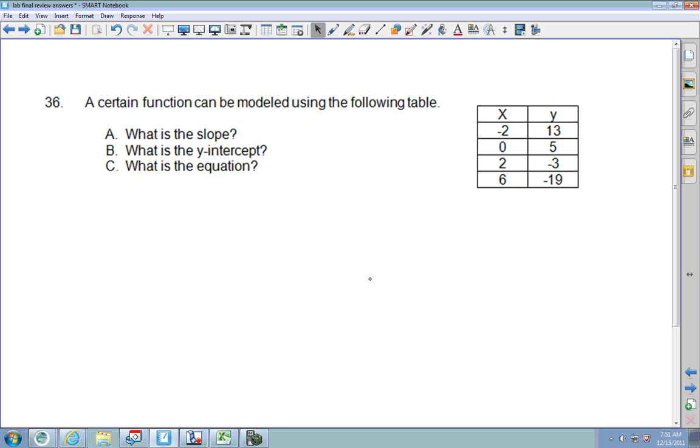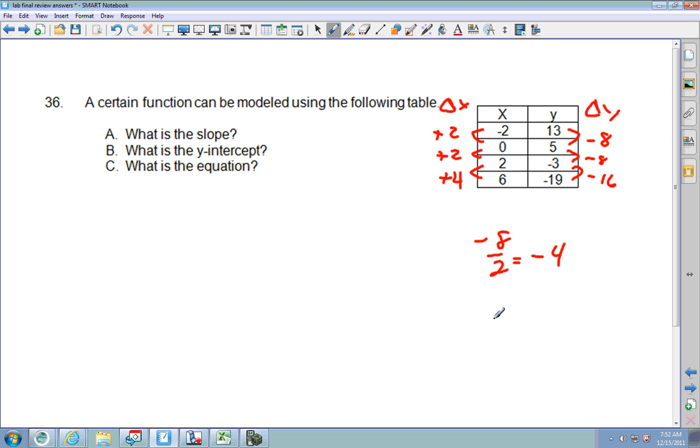Next, it says a certain function can be modeled using the table. What is the slope? So the slope, we need to do delta y over delta x. Right here, delta y is minus 8. Right here looks like that's a -3, so that's -8. And this is -16. Delta x, this is +2, +2, and +4. So I'll take -8 over 2, which is -4. Well, let's double check that other one. -16 divided by 4, -4. There is my slope. My slope is -4.